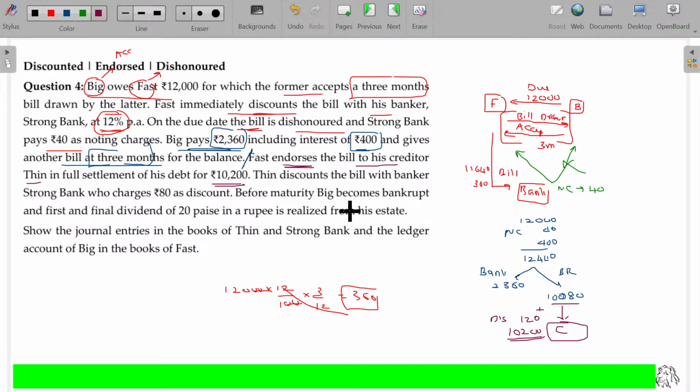And this is Thin, right? And Thin discounts the bill with the banker, Strong Bank, who charges 80 as discount. Thin approaches the banker again and gets a portion of money. Out of 10,200, he gets 10,120, 80 rupees being discount.